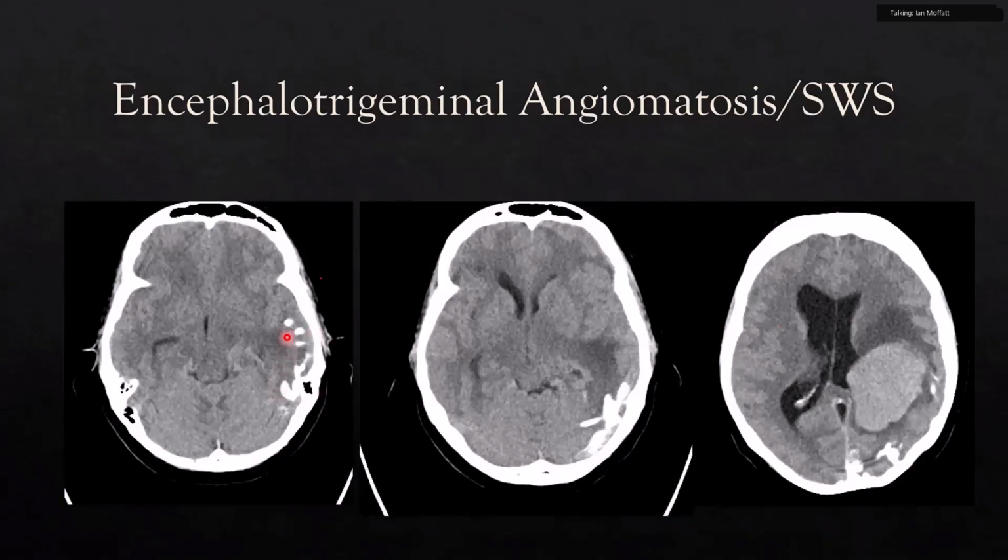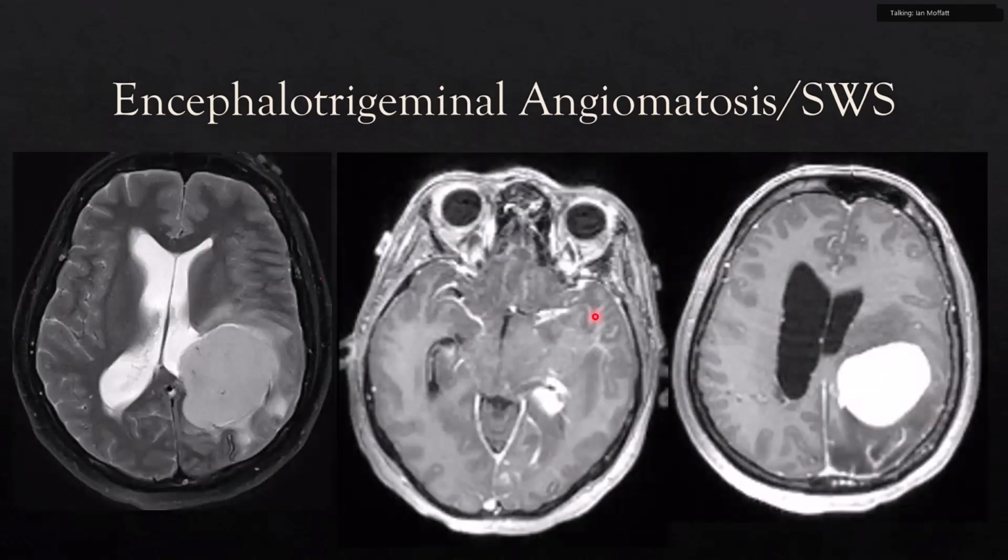So here's an example with the tram-track calcification on CT. This patient happened to have a large choroid plexus meningioma as well, which is a little bit distracting. You can see the extensive calcification, typical of Sturge-Weber. On MRI in the same patient, we get cortical low signal, in keeping with the areas of calcification.